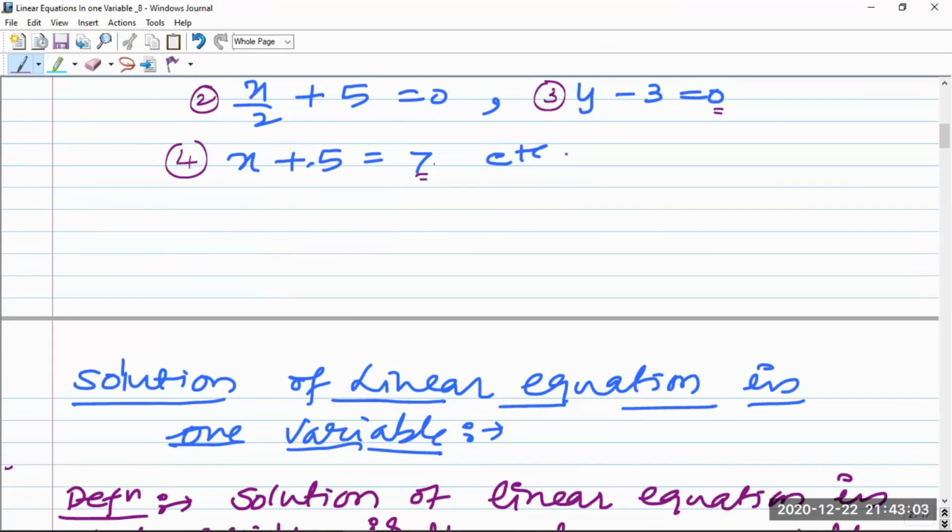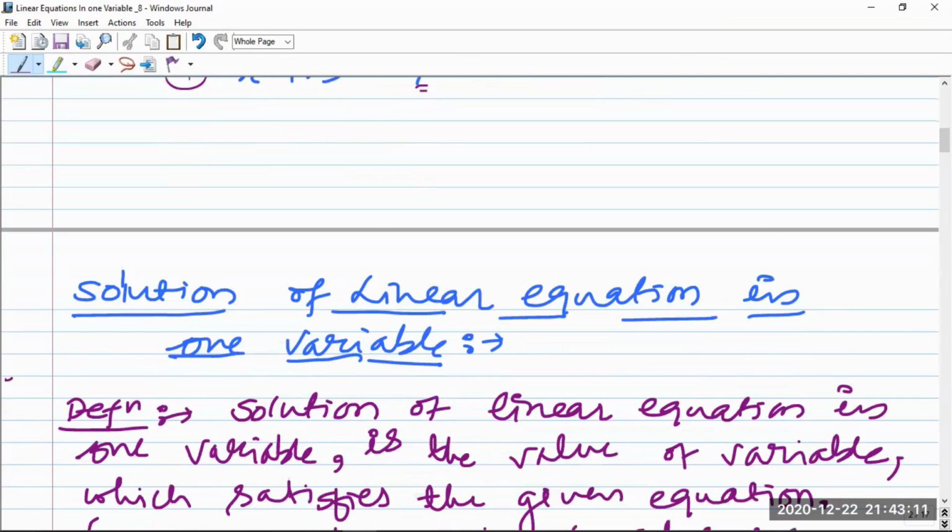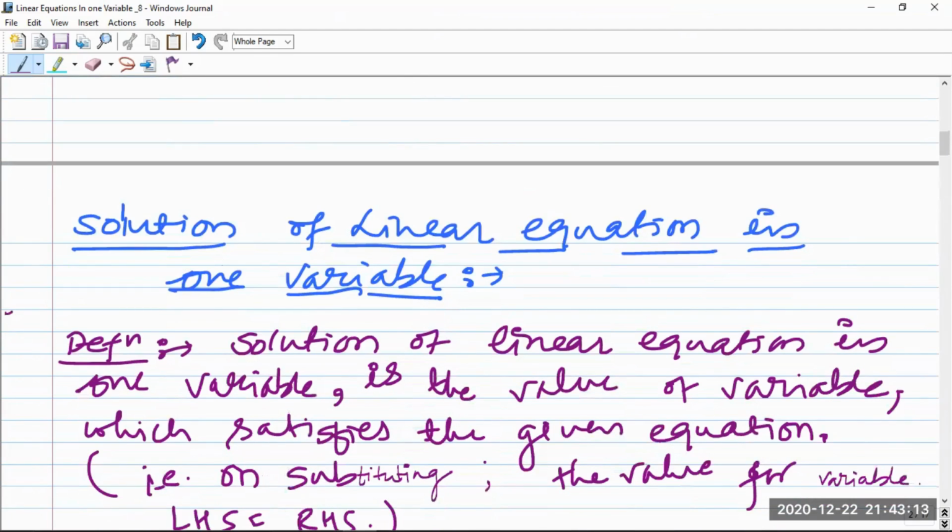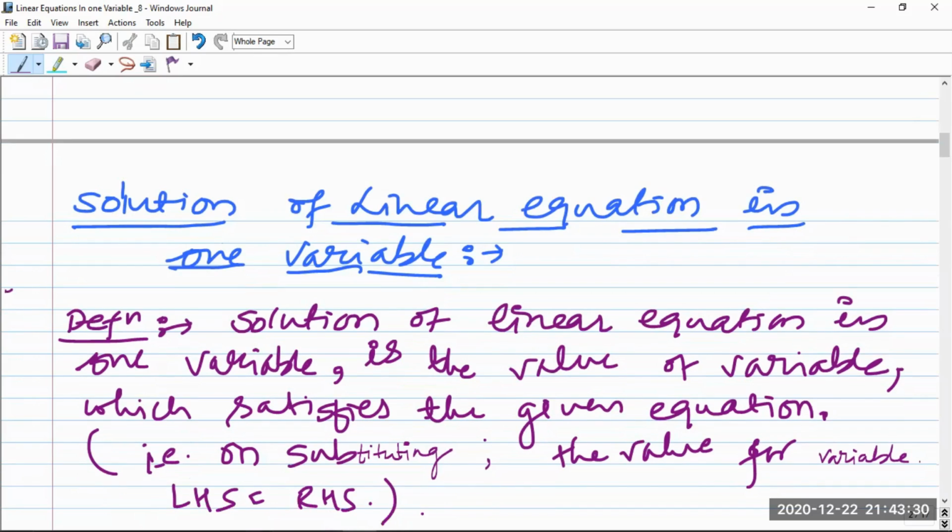In the previous standards, you might have studied the solution of an equation. What do you mean by the solution of an equation? A solution of a linear equation in one variable is the value of the variable which satisfies the given equation. That is, if we substitute the given value of x in the given equation, the values of LHS and RHS will be equal.